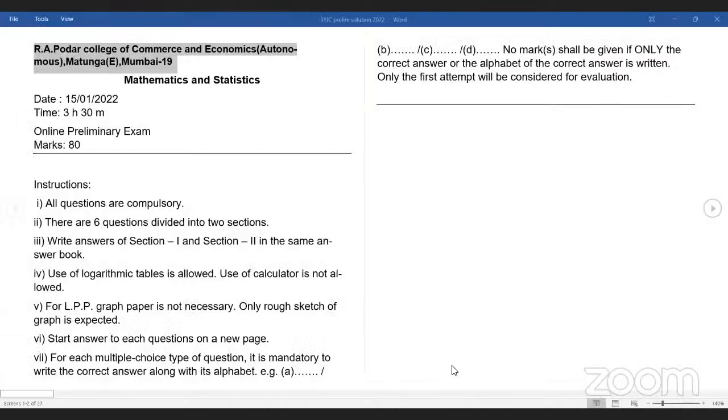So now over to Jyoti ma'am to discuss the solution of paper 1. Okay, madam, thank you. You gave a very nice presentation related to the maths too. Now we start the discussion about the prelim paper, which was conducted on 15th January.